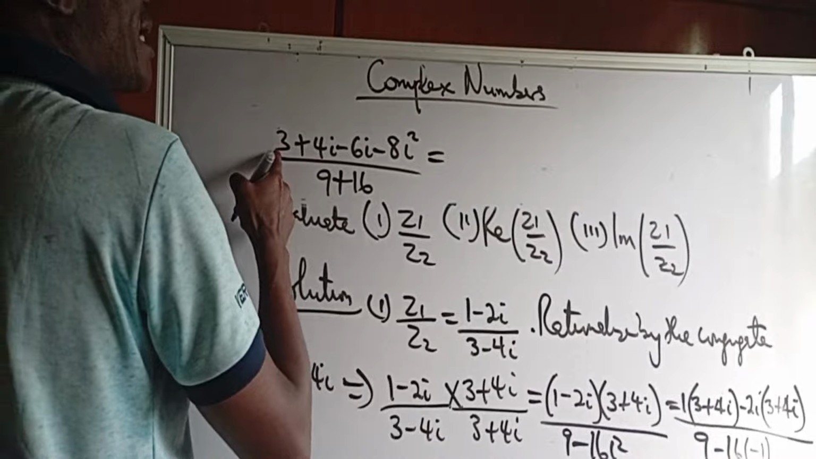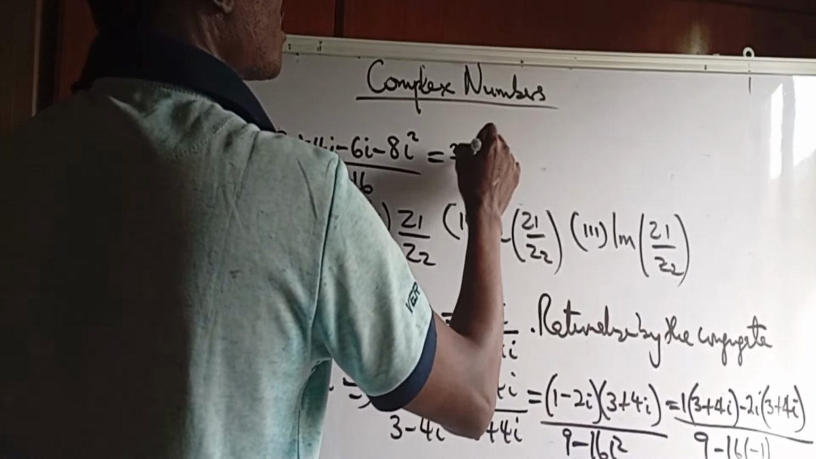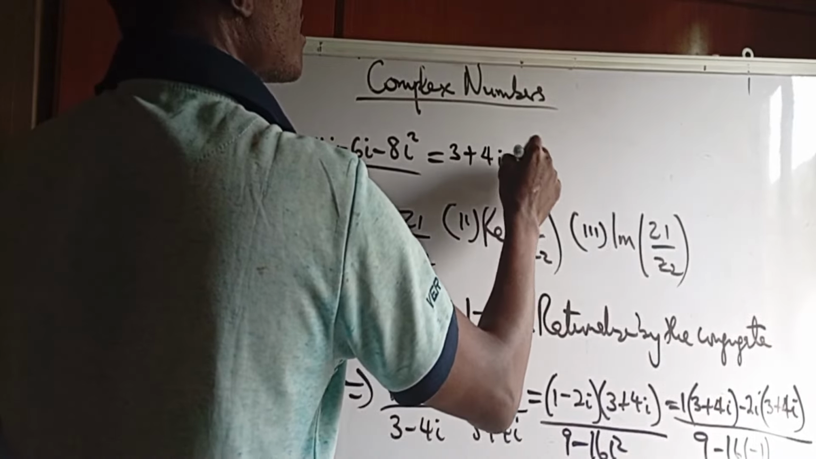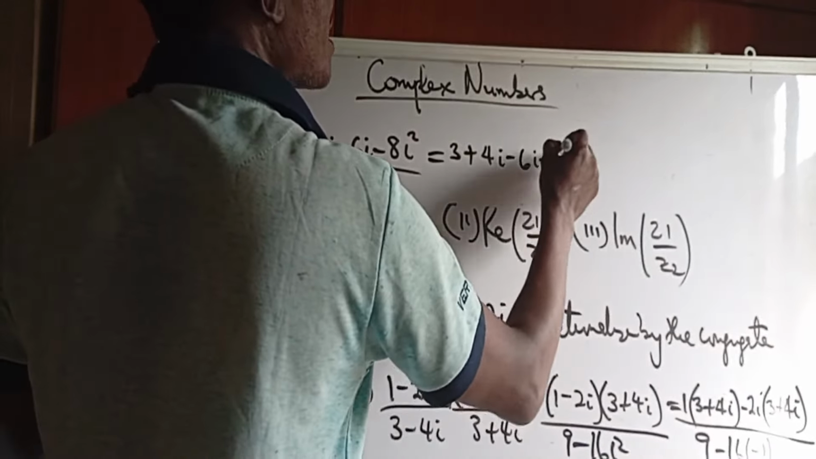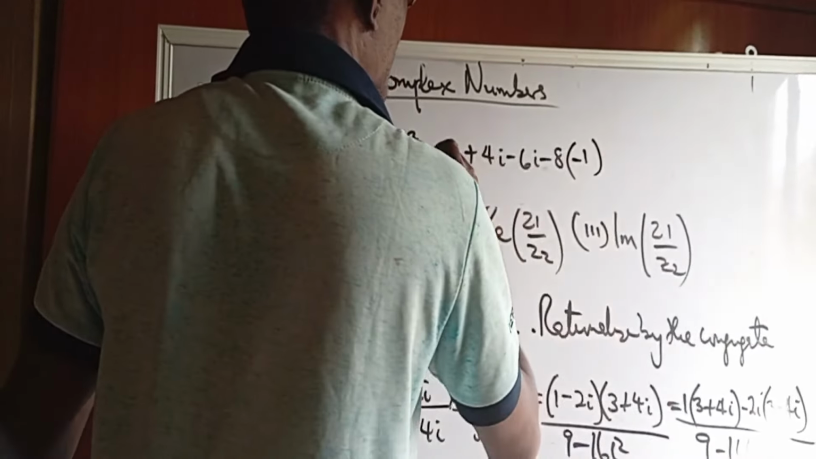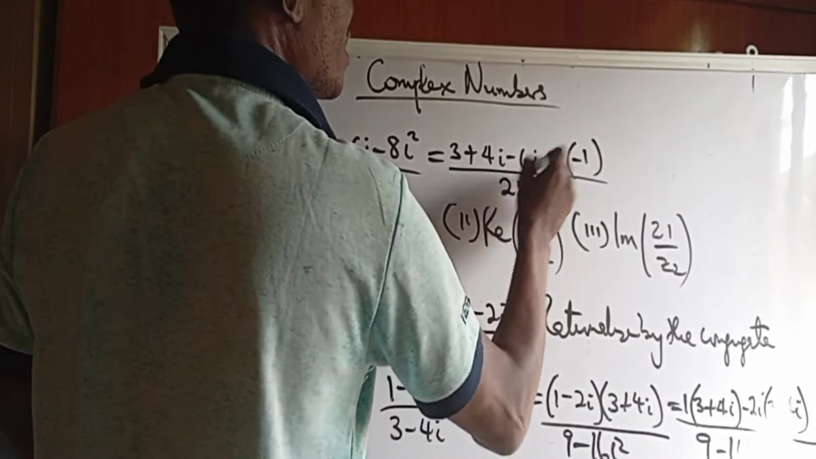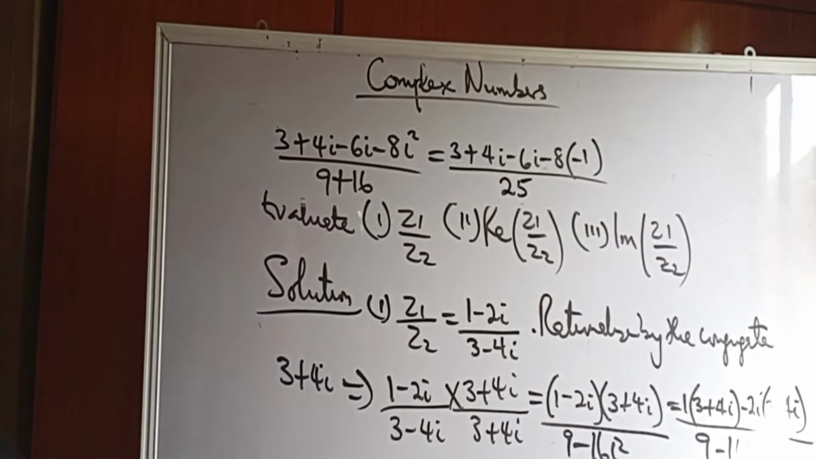Let's collect like terms here. You can have 3 plus 4i minus 6i, then minus 8 into, i squared is what? Minus 1. That's a constant, all over 9 plus 16. That is what? 9 plus 16 is what? Is 25. Okay? Now, so in that case, we have what?